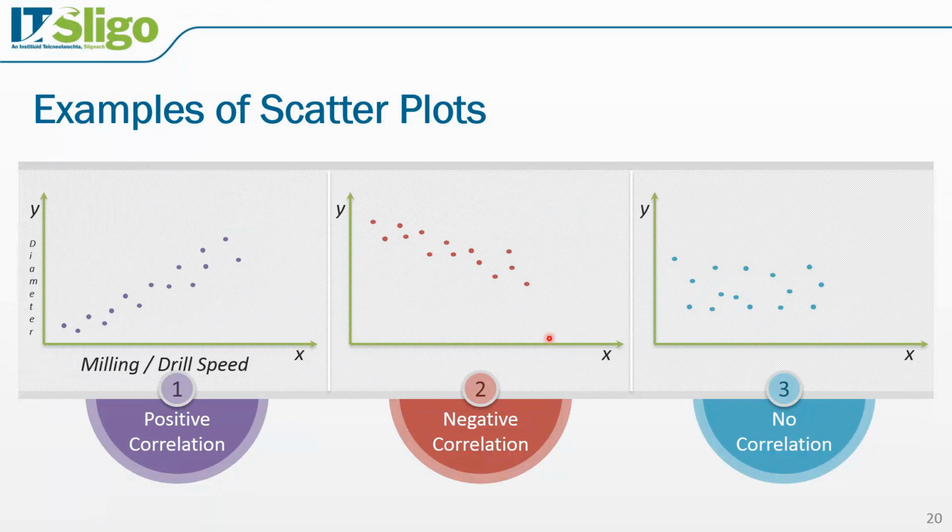We can also have situations where there is negative correlation. As variable x increases, then variable y will decrease. There may also be situations where there is no correlation at all. The value of variable x has no influence on variable y.